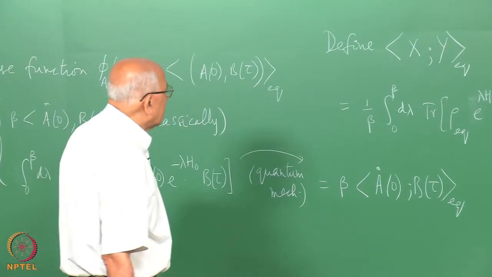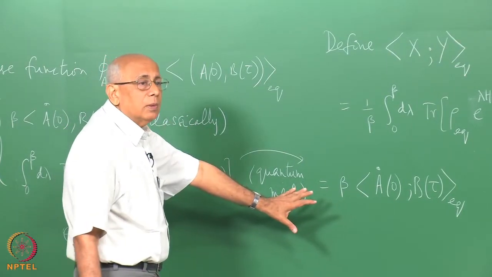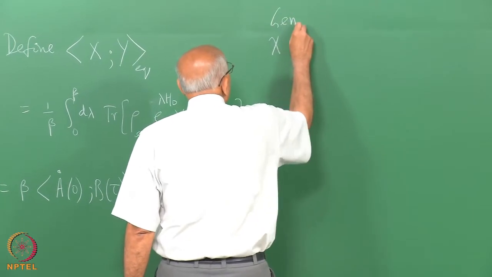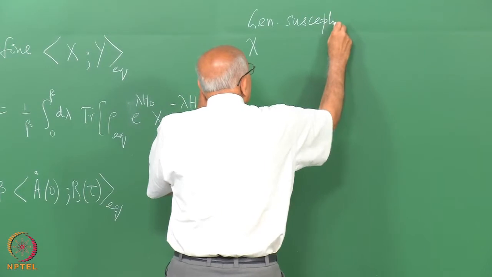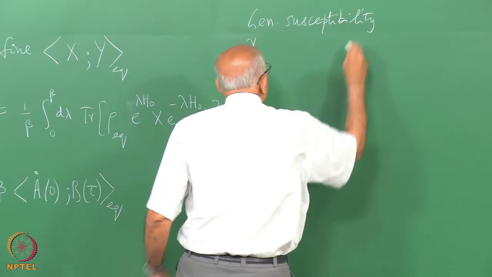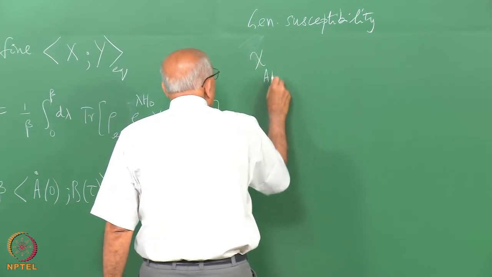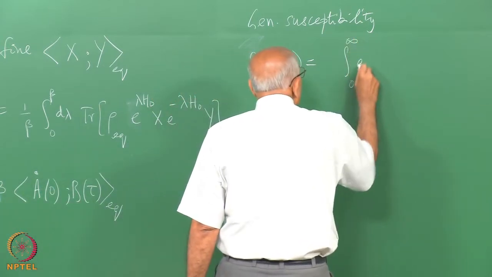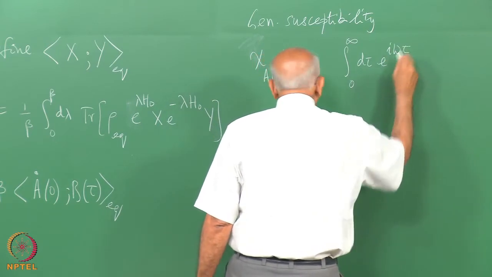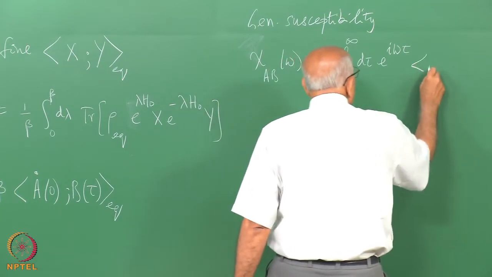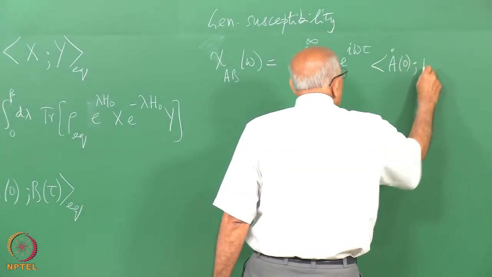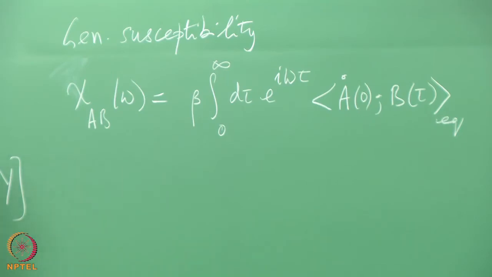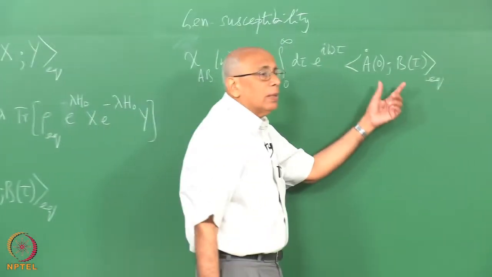Now, the advantage of doing this is that this response function has a very compact form. It immediately tells you that there is a very important formula: the generalized susceptibility corresponding to these observables, chi AB of omega, has the compact form integral 0 to infinity d tau e to the i omega tau phi AB of tau, but that is beta times A dot of 0; B of tau in equilibrium. So that is a very compact formula, and then the job reduces to computing this number here.